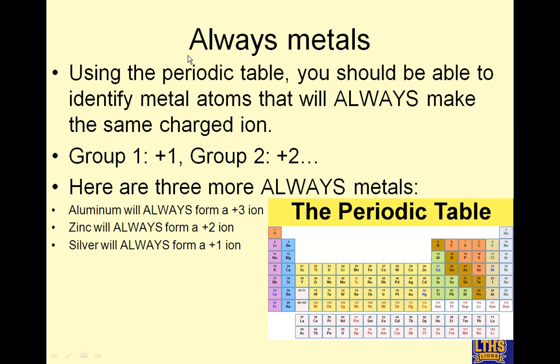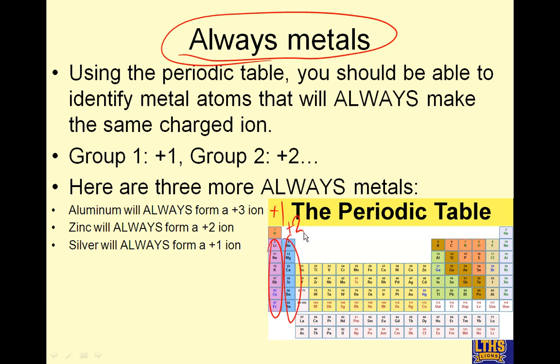Hey, there are some what I call always metals. Always metals will be metals that will form the same ion no matter what kind of bond they're making, okay? They will always form the same charged ion. Group 1, right here, +1 ion, always. Group 2, right here, alkaline earth metals, +2 ion, always. Those are always the same charge.